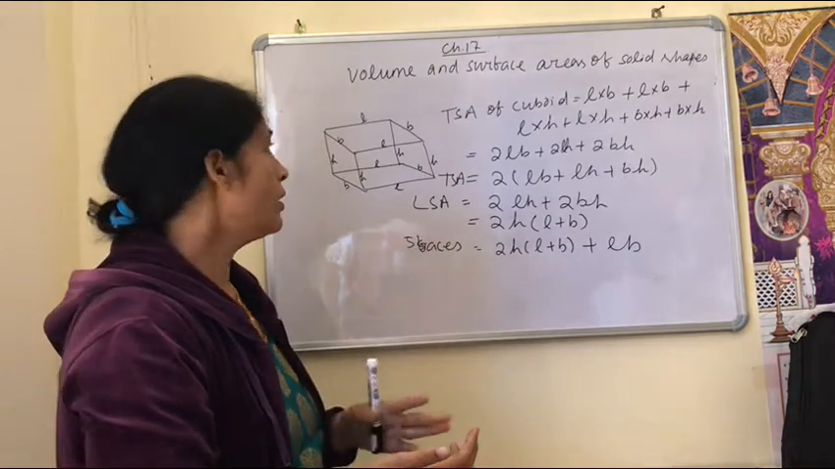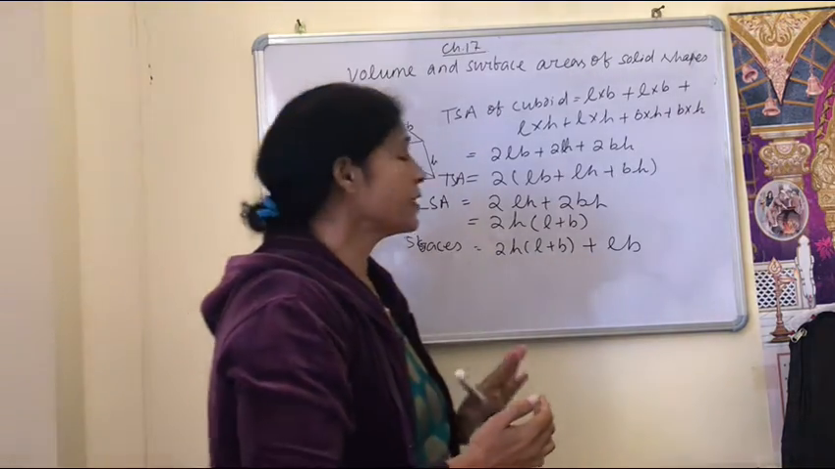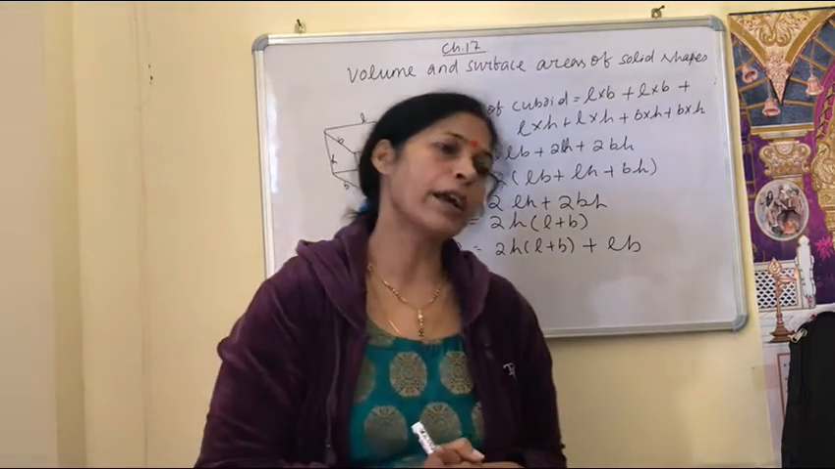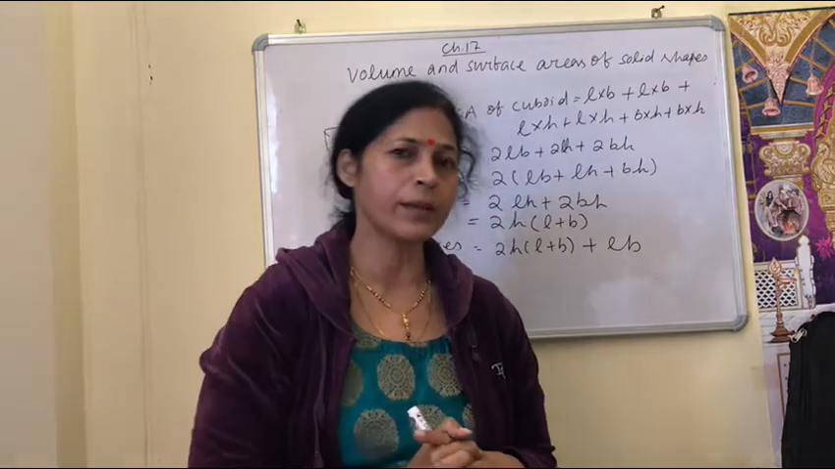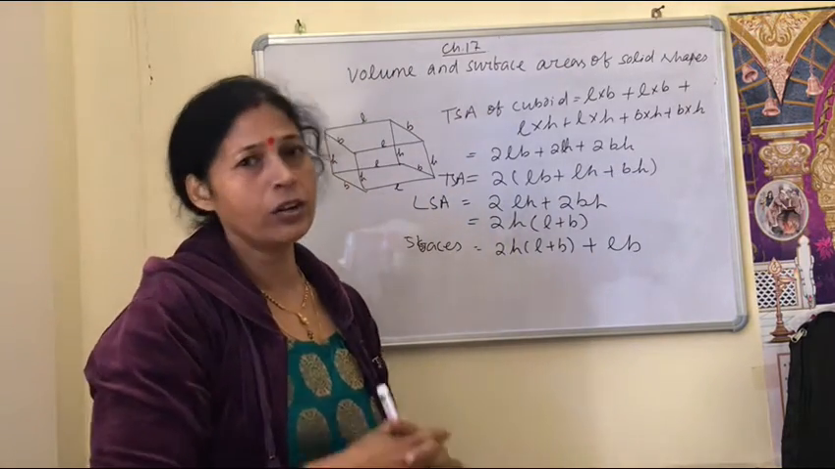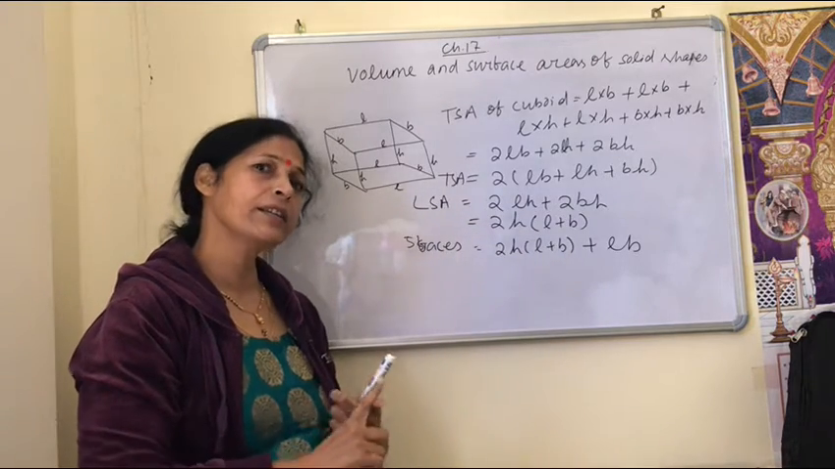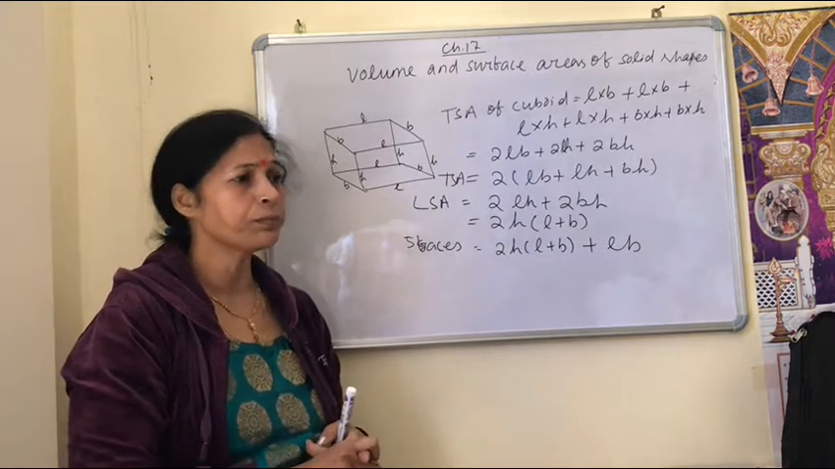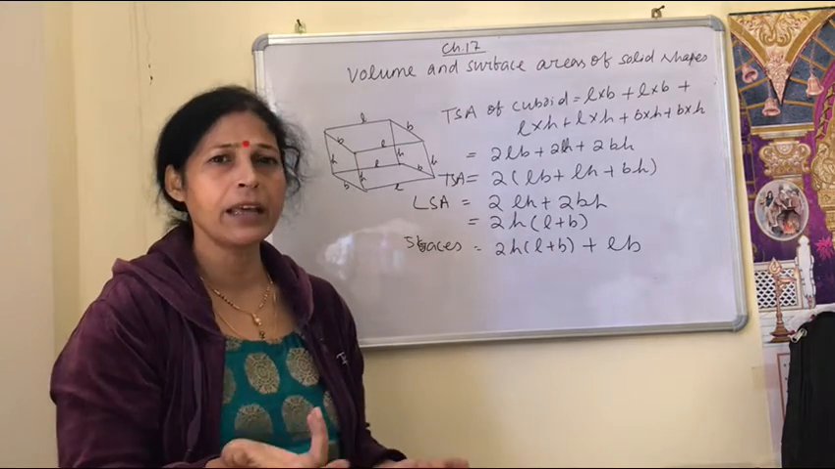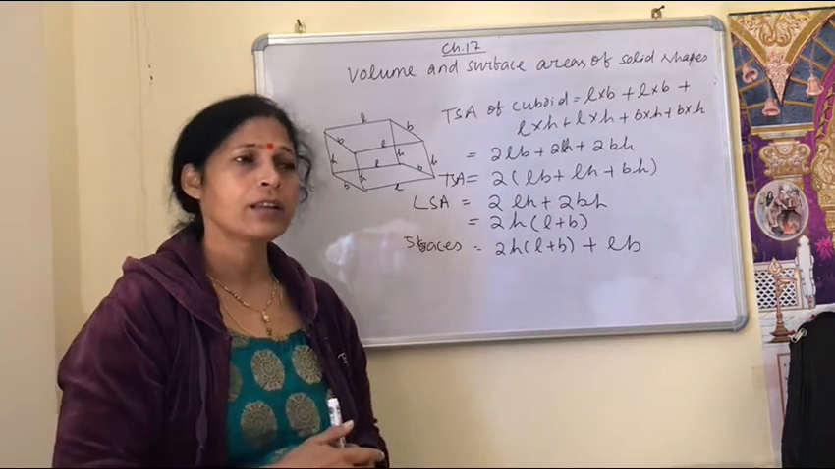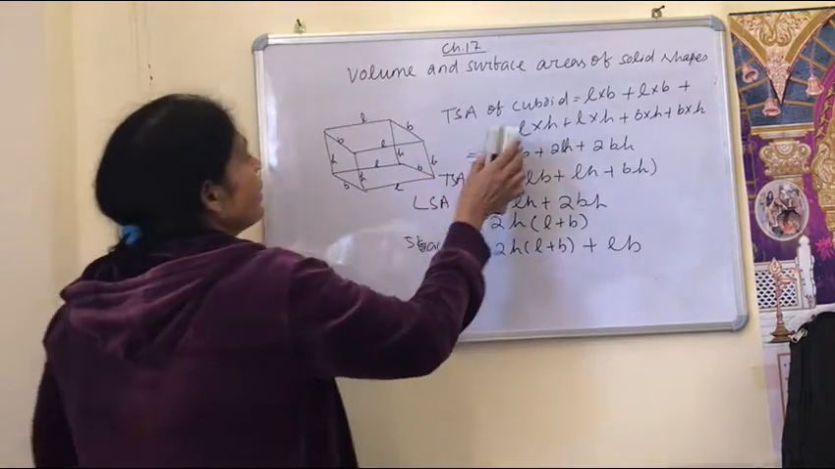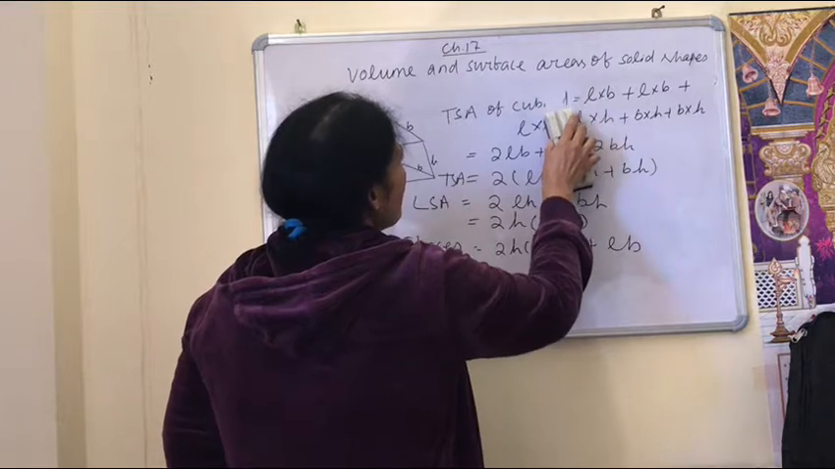Now come to the total surface area of cube. You know the cube has 6 faces, but all the faces are square shaped. That means in a square all the sides are equal. So in the case of a cube, your length, breadth and height are equal. Let it be A. Then how can you find the formula for the total surface area of cube?